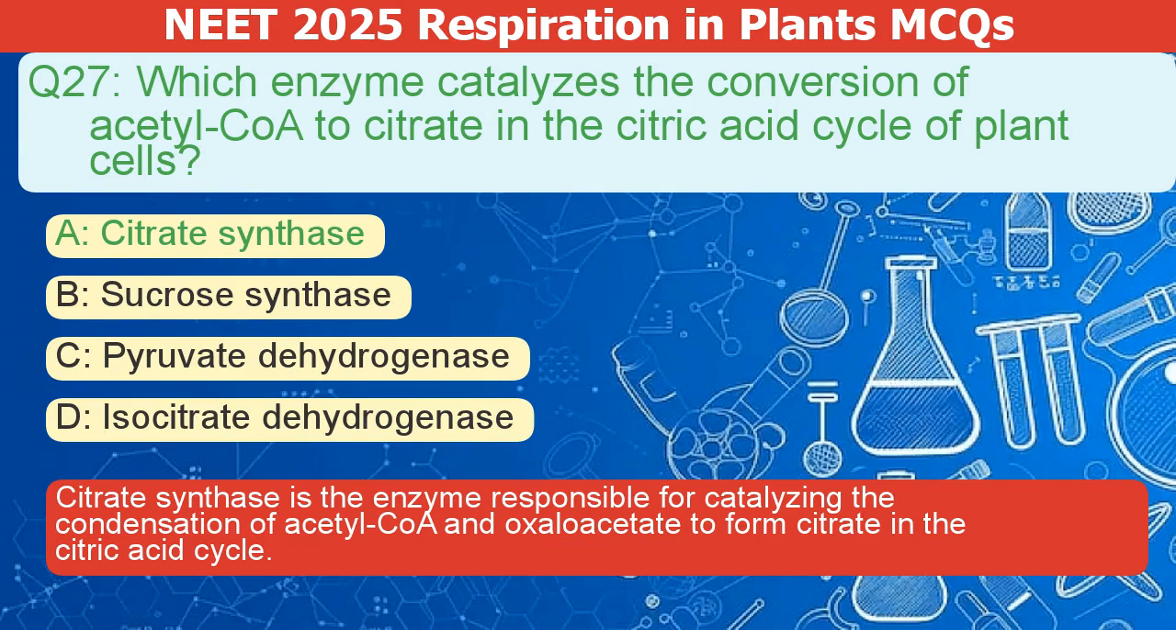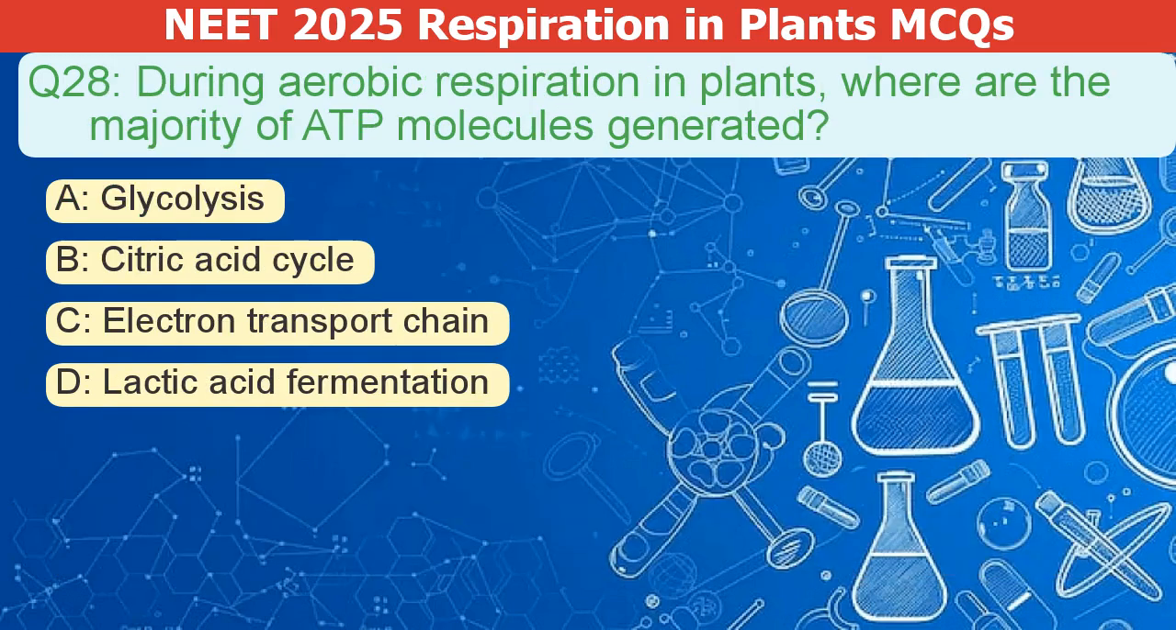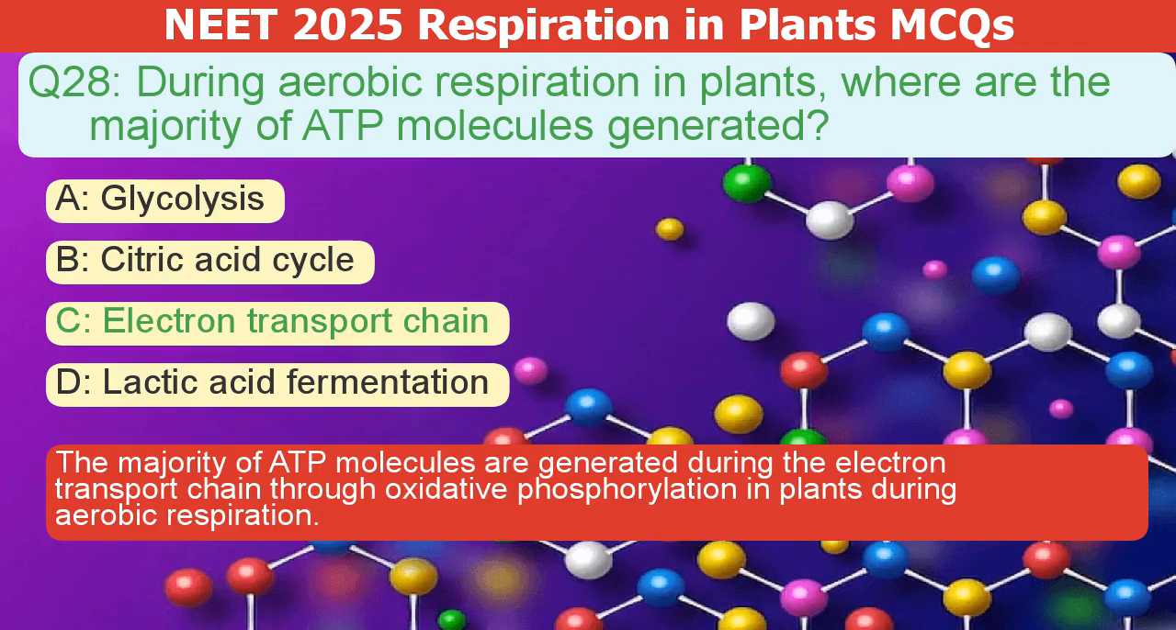During aerobic respiration in plants, where are most ATP molecules made? A. Glycolysis. B. Citric acid cycle. C. Electron transport chain. D. Lactic acid fermentation. The correct answer is C. The majority of ATP molecules are generated during the electron transport chain, through oxidative phosphorylation, in plants during aerobic respiration.